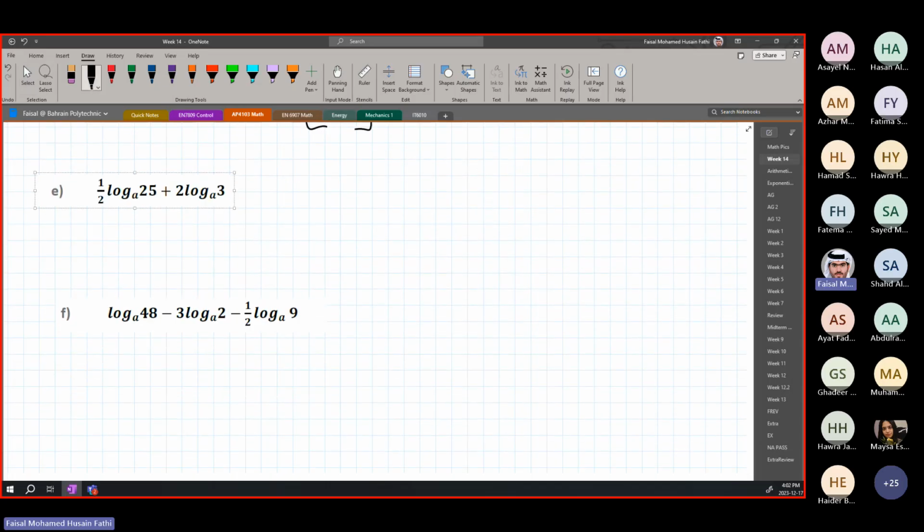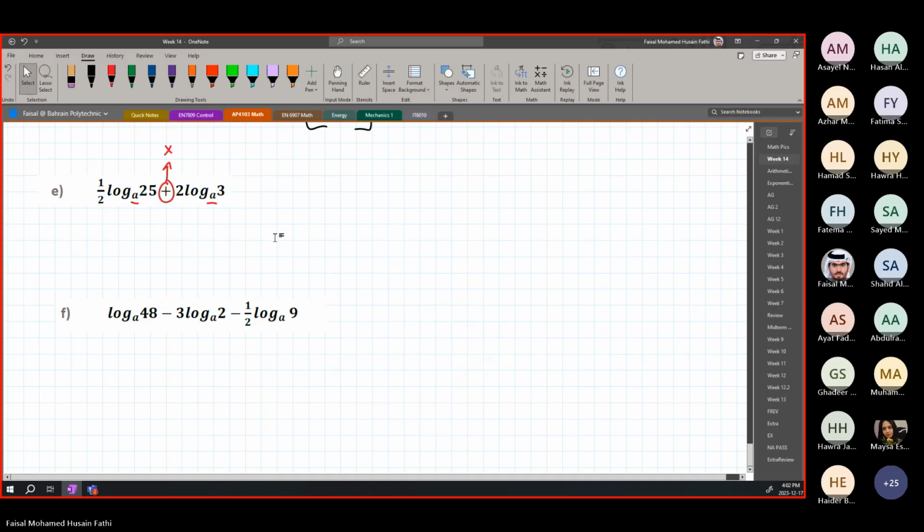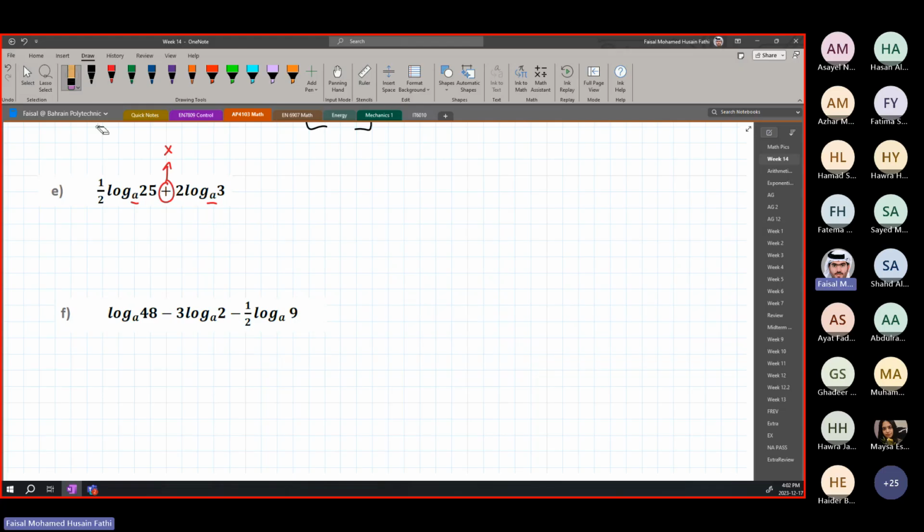Same exact concept again. Now, plus becomes multiplication because they are the same bases. But before you start doing that, let us convert these into one term with power and this into one term with power. The half log A, we will take this and make it a power, and we'll take this too and make it a power. That should always be your first step, to make sure the log has no coefficients so you can simplify it easier.